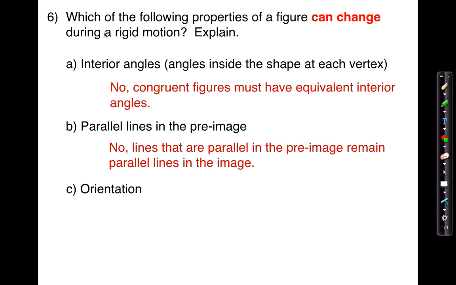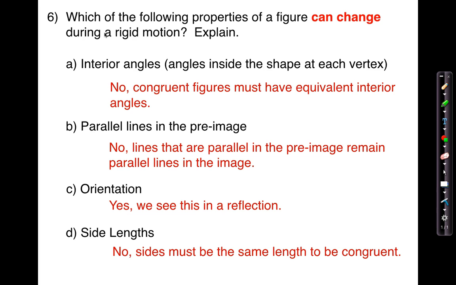C, the orientation. I'm going to definitely say yes, it can change. With rotations, obviously the orientation has been moved, and with reflections it's being flipped over a line. So we're going to say yes, it's possible for the orientation to change. What about side lengths? I'm going to say no. Why? Because again, with rigid motion, the figures are going to be congruent to one another, and for that reason, all corresponding sides are going to be congruent. The side lengths will not change.